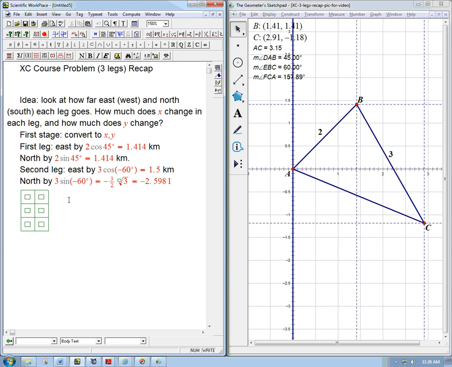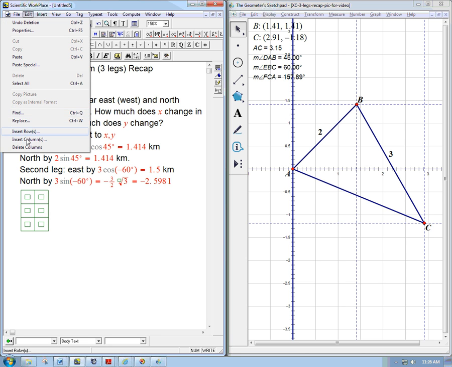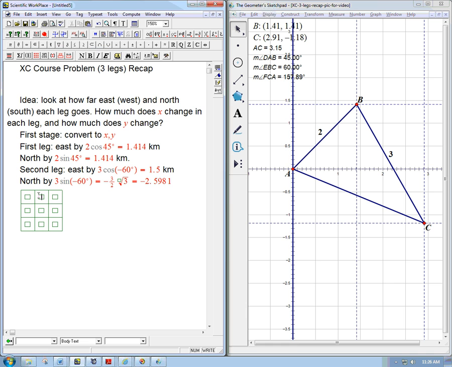Okay. So, actually, now let me insert a column. Okay. Leg 1 and leg 2. How much does it go east? And so that's really the x coordinates. The change in the x coordinate, and then the north is in y.